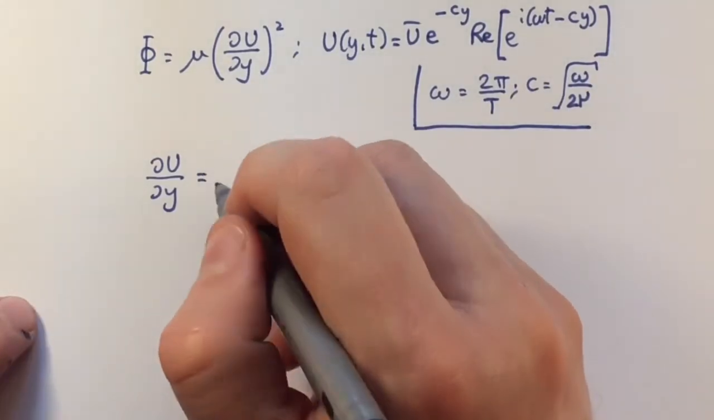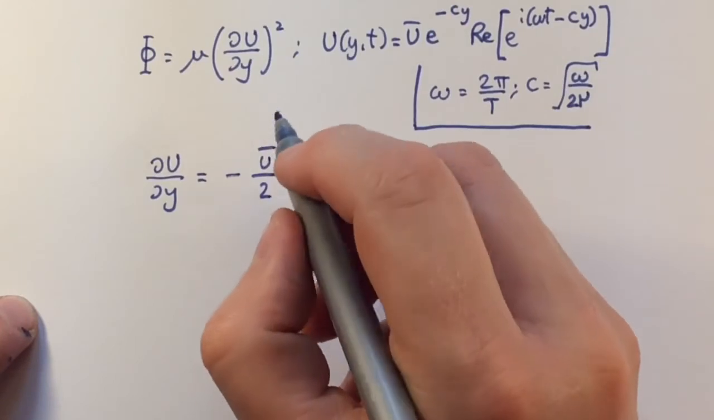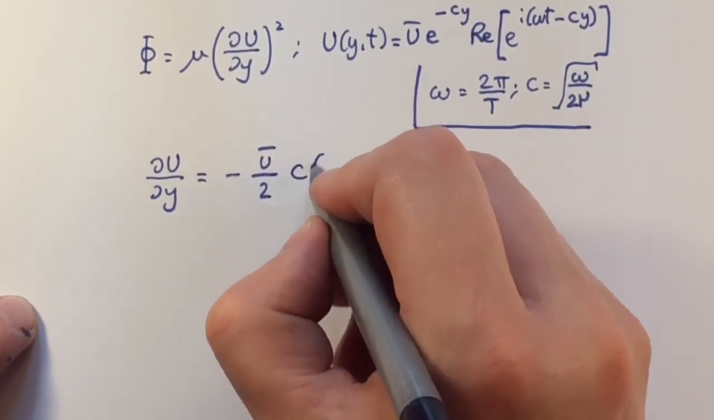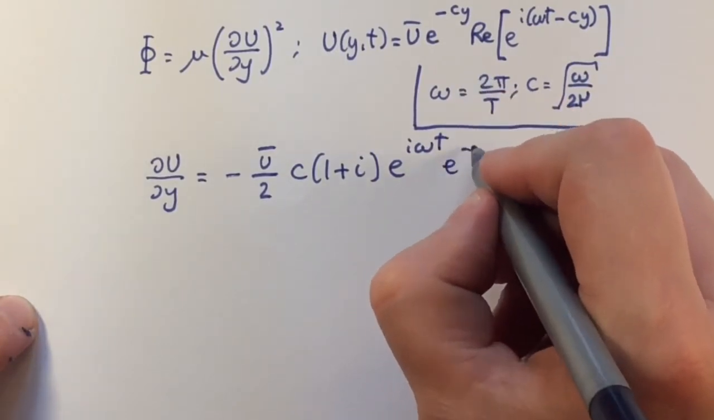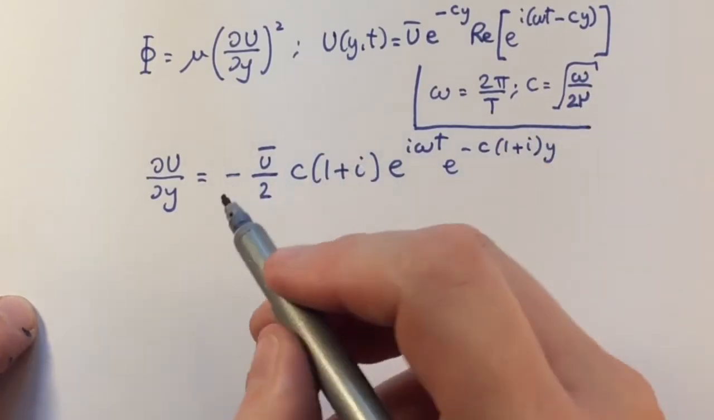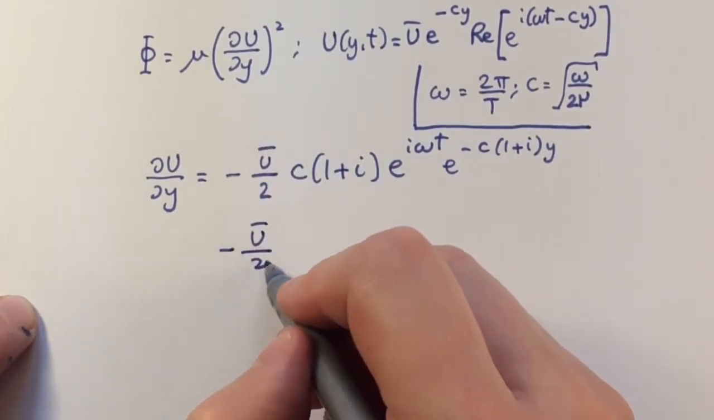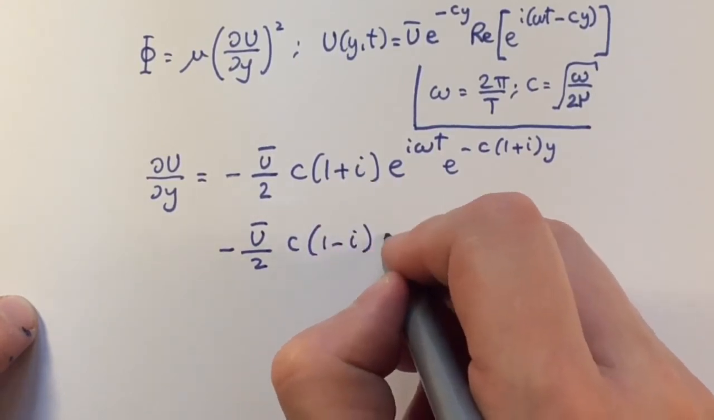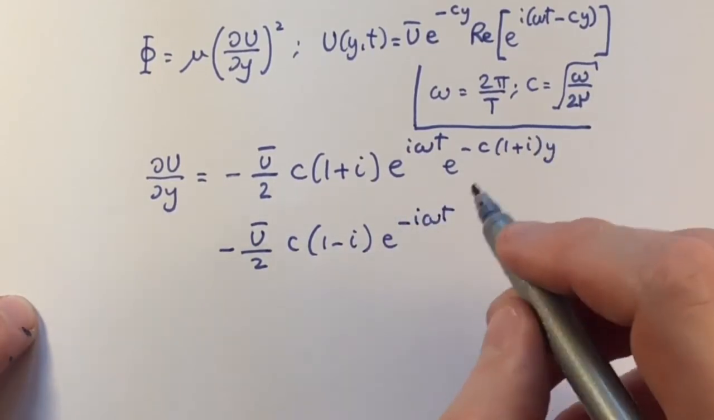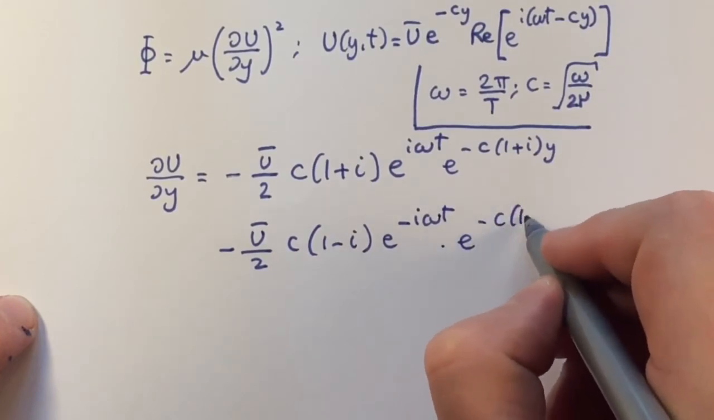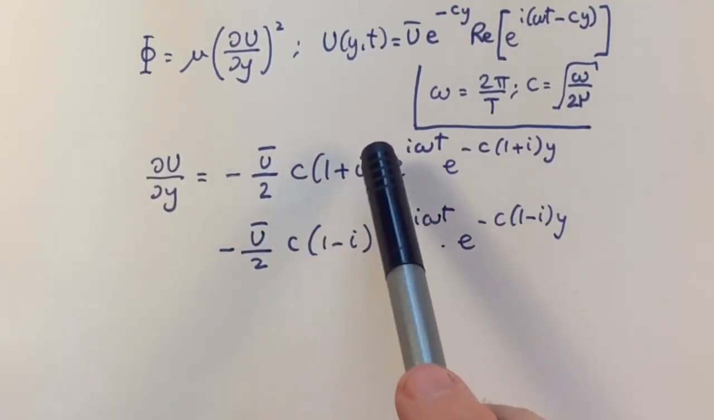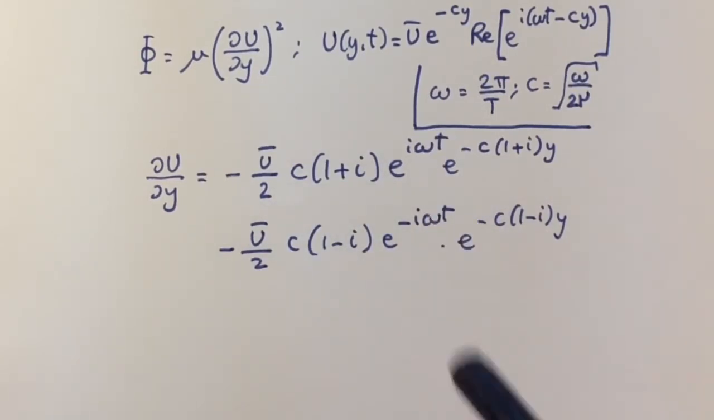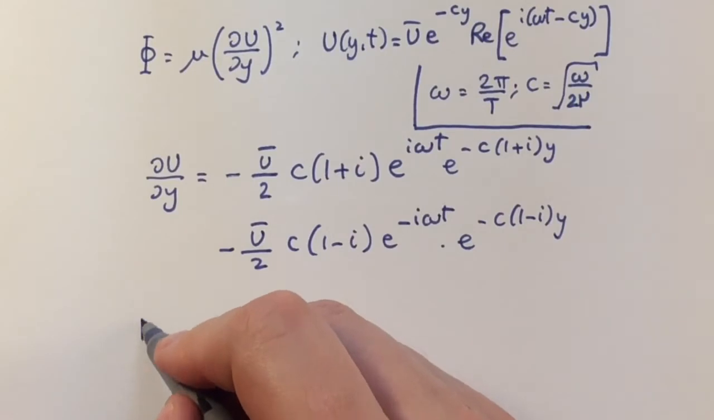And so we find, if we expand it out, minus u bar divided by 2 times c(1 plus i) e^{i omega t} e^{-c(1+i)y}, and then minus u bar divided by 2 times c(1 minus i) e^{-i omega t} times e^{-c(1-i)y}. And we note that this is a real number as we want, because we are summing two complex numbers. They are complex conjugate to each other. Excellent.